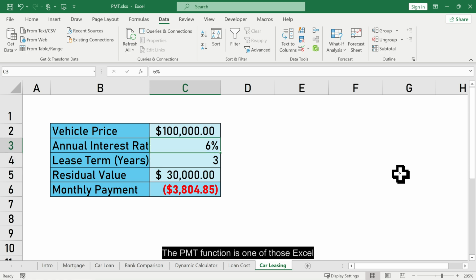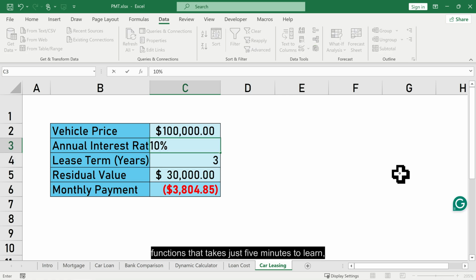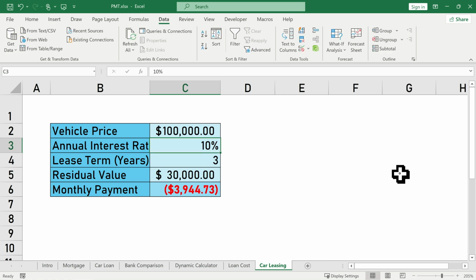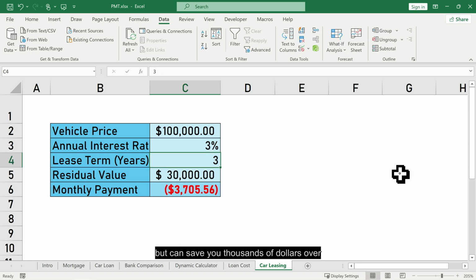The PMT function is one of those Excel functions that takes just 5 minutes to learn, but can save you thousands of dollars over your lifetime. Now you can walk into a bank much better prepared, understand the loan offers you're given, and verify for yourself what your monthly payment will actually be.